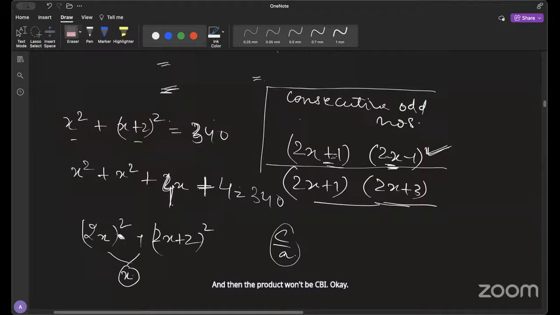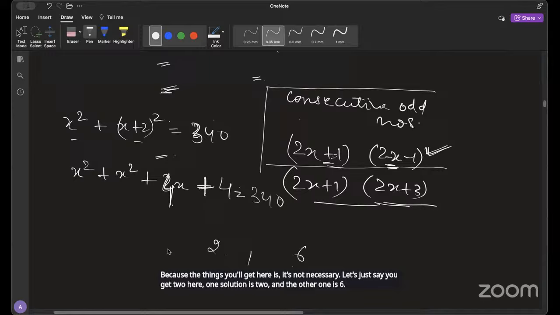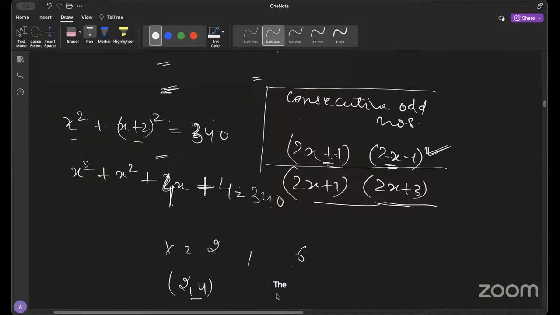Okay. Let's just find the root only. Let's not do it the C by A way. Ma'am, why won't it be C by A? Because we are also doing the same way, no? It's not necessary. Let's say you get one solution as 2 and the other as 6. Now if you get x equals 2 and x equals 6, then the pair of consecutives would be 2, 4 and 6, 8, not 2, 6.